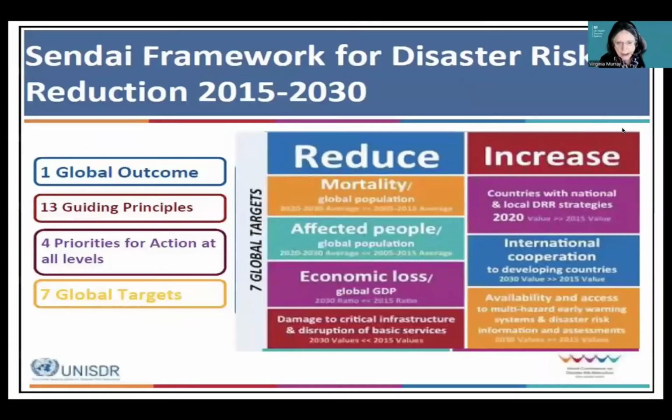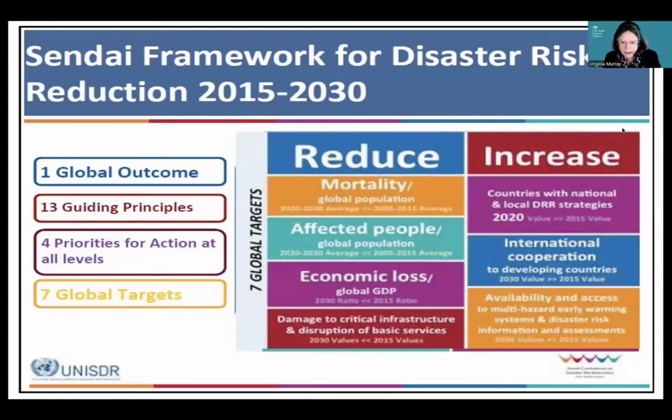I got much involved in trying to respond to UN member states' inquiries and discussion points. What we had at the end of it in 2015 was the most amazing agreement on a global outcome, 13 guiding principles, 4 priorities of action, including understanding the risk, governance, investing, and how to build back better, as well as these incredible 7 global targets and 38 indicators.